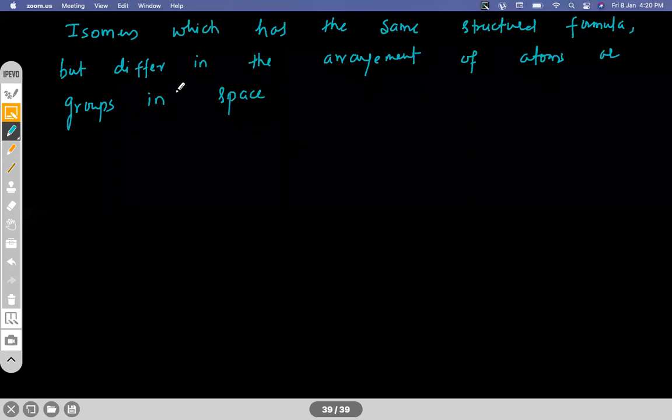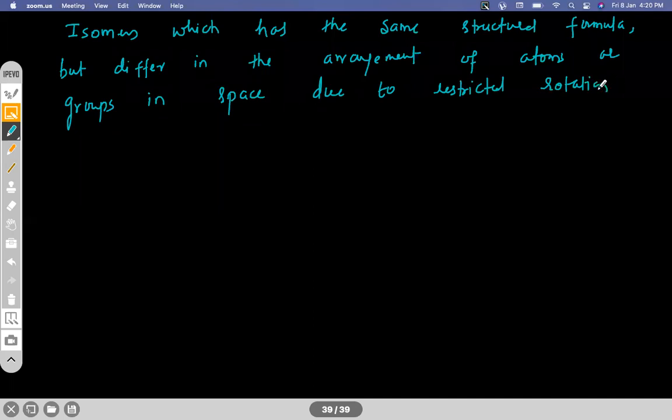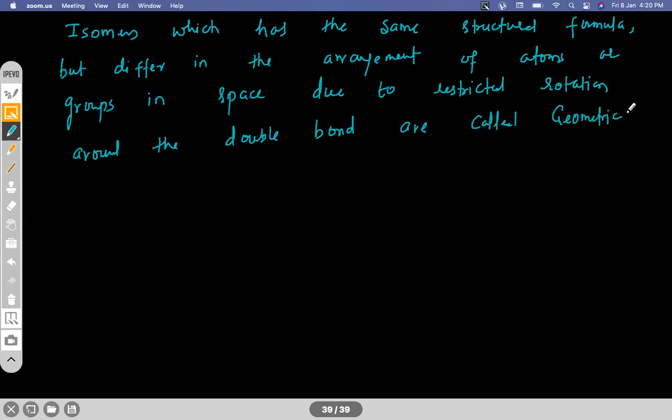Atoms or groups in space due to restricted rotation around the double bond are called geometrical isomers. And this phenomenon is geometrical isomerism. We can have here a double bond or ring also, because across a ring also geometrical isomerism is possible, are called geometrical isomers.